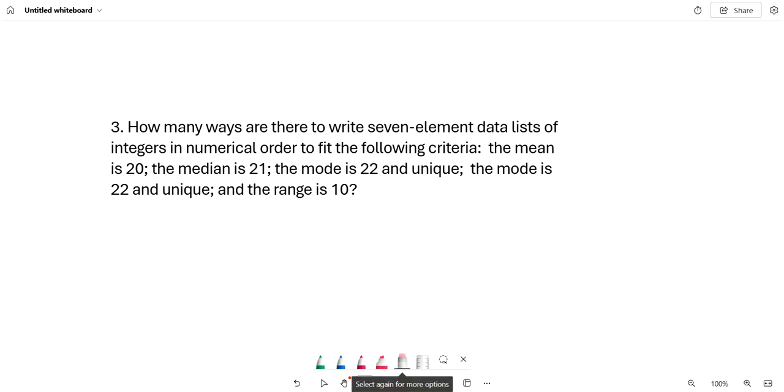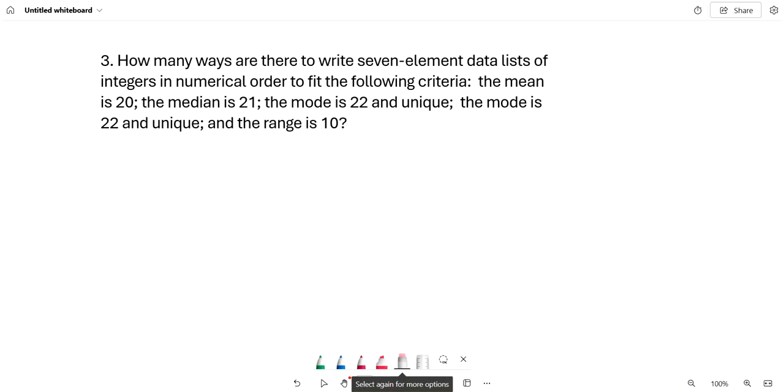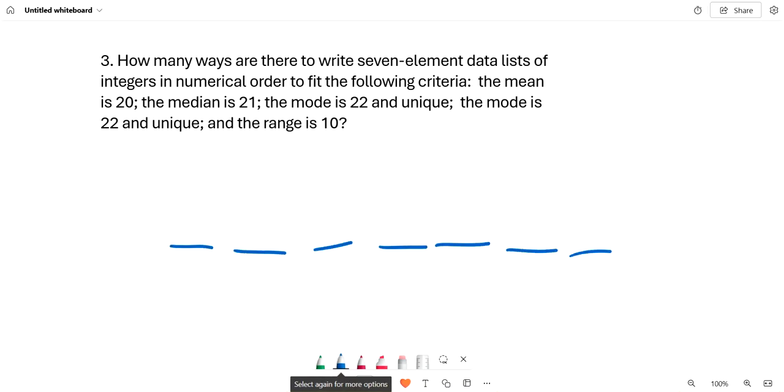So here we have seven integers, and we know the median is 21, so that's already guaranteed. And we already know that there's at least two 22s because that's the unique mode. And we know the range is 10. So we can just do casework on this.